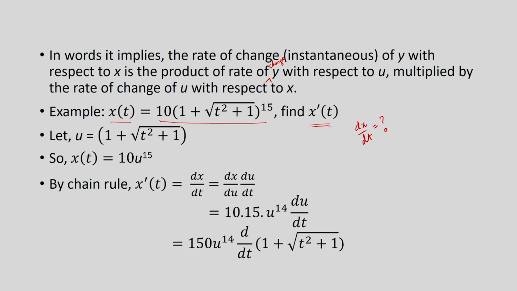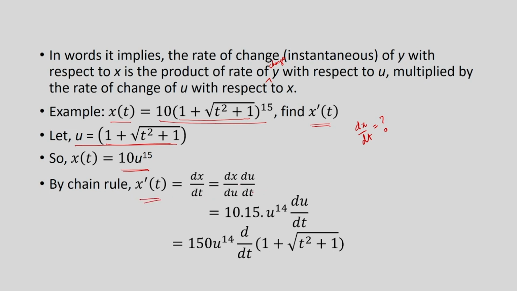Now, we apply the chain rule, but before that let us define this function u. Suppose u is the expression inside the brackets, 1 plus root over t square plus 1. If I take u equal to that term, then x(t) becomes 10 multiplied by u to the power 15 by the given function of x, and we apply the chain rule that x prime t, that is dx dt, is equal to dx du multiplied by du dt, right.